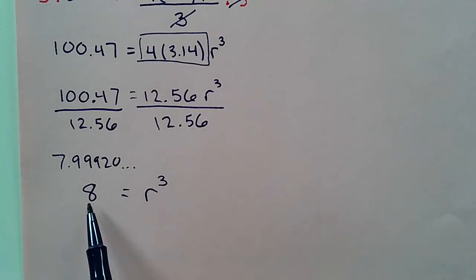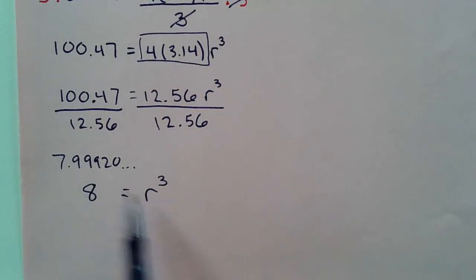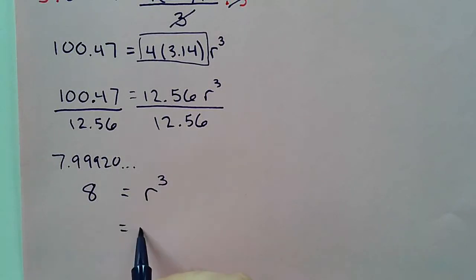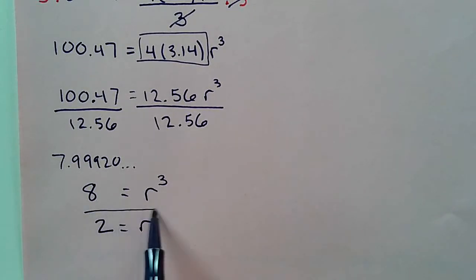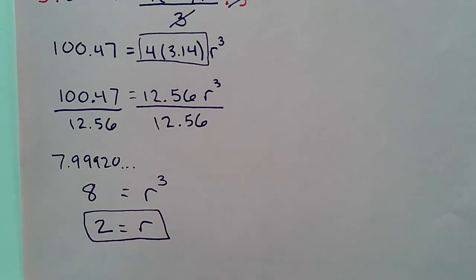The reason we make it 8 is I can think about this now. What times itself 3 times makes 8? Or what's the cube root of 8? That would be 2, because 2 times 2 times 2 makes 8. So the radius of that sphere is 2.